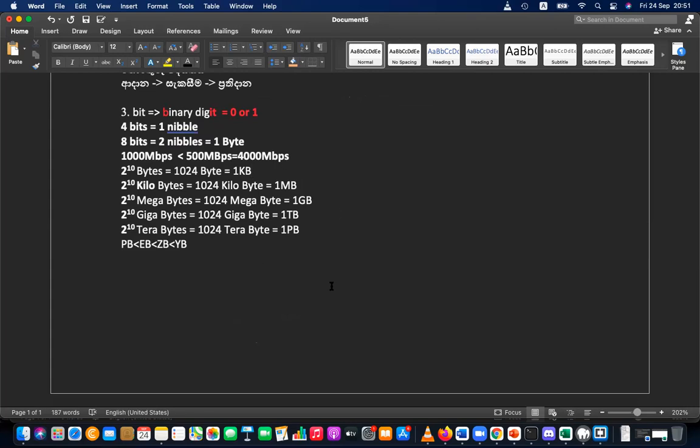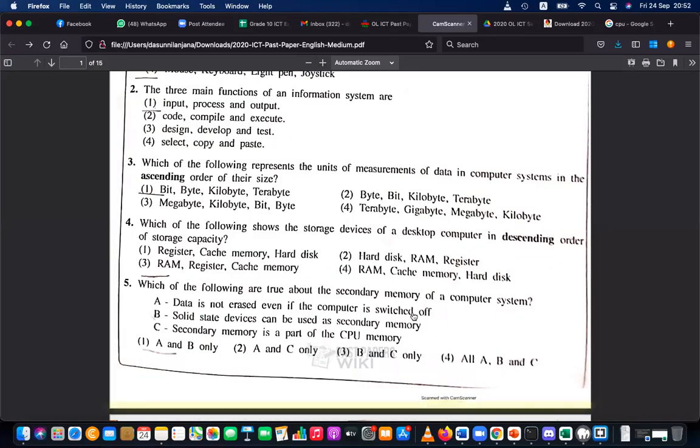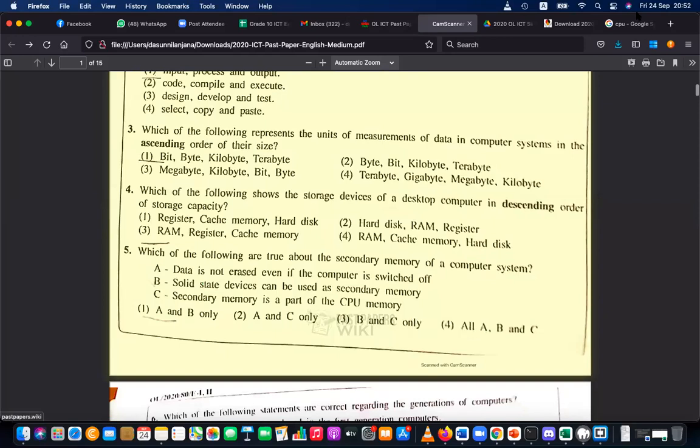Okay, let's go to the next question. In the next question, they're asking, which of the following shows the storage devices of a desktop computer in descending order of the capacity? Descending order means highest to lowest. So what is the answer? Praveen says it is 2.